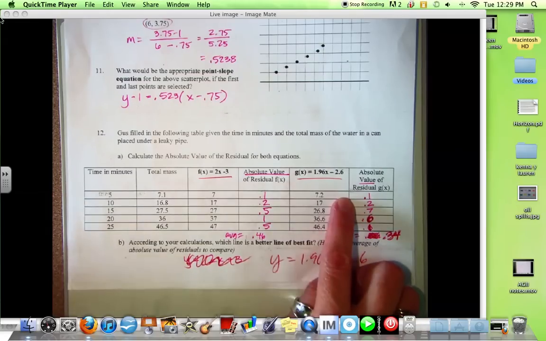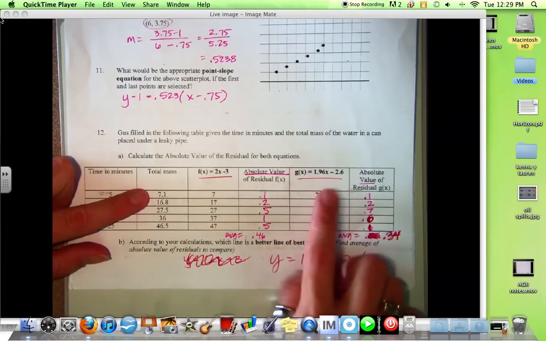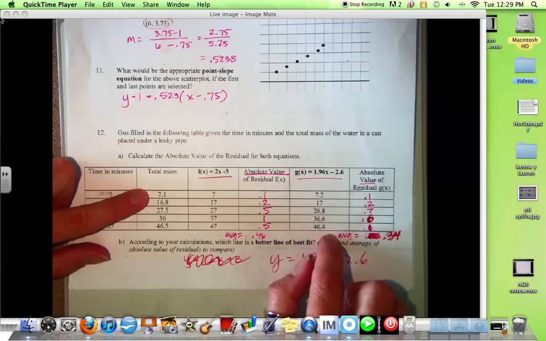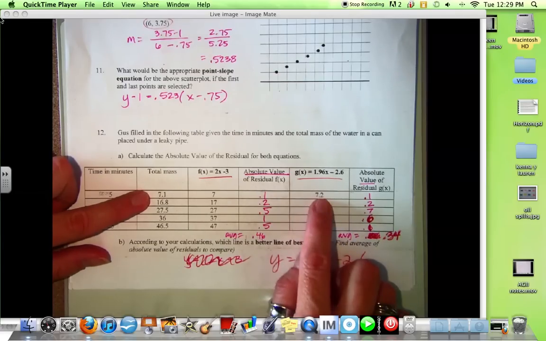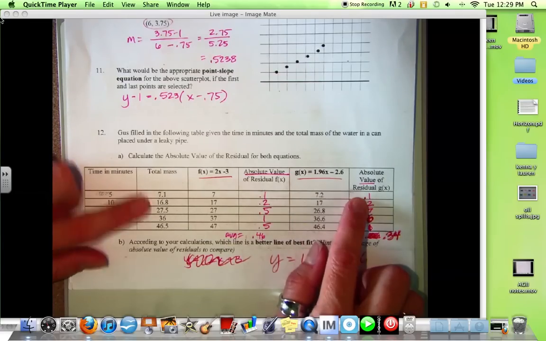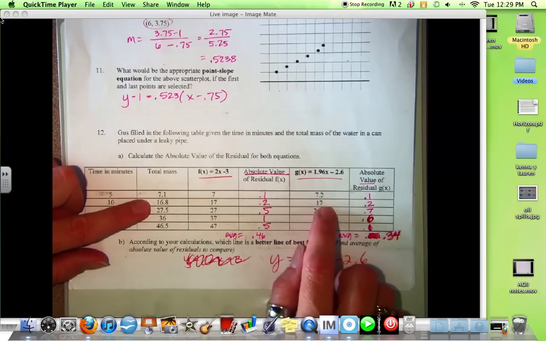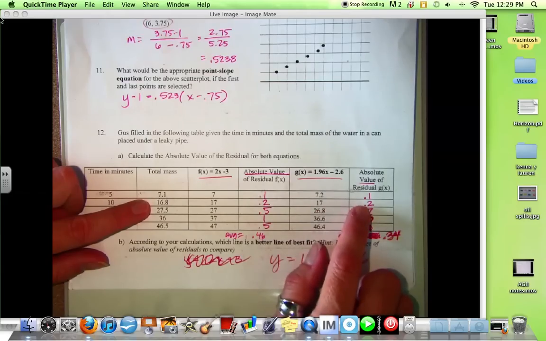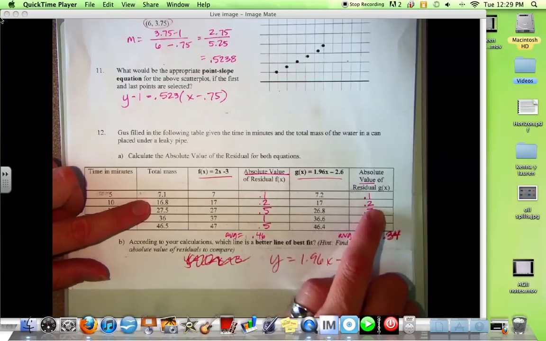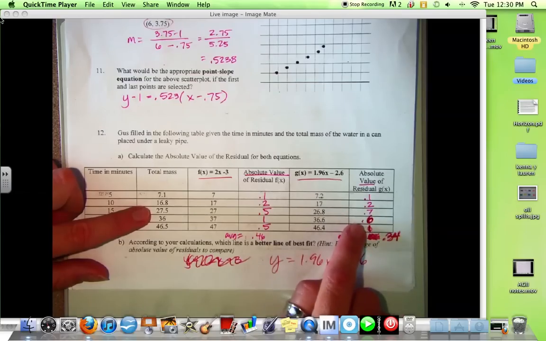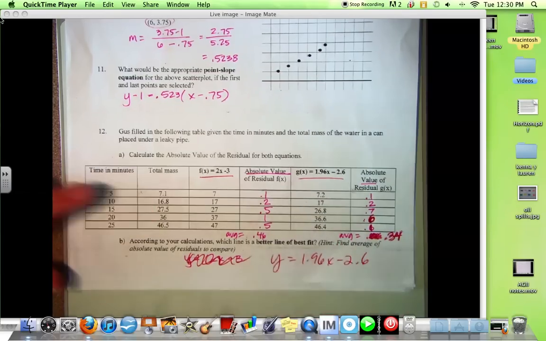Next we have the other function, observed minus the predicted. 7.1 minus 7.2 gives you 0.1. 16.8 minus 17 gives you a negative 0.2, which is 0.2 for absolute value. 0.7, 0.6, 0.1.